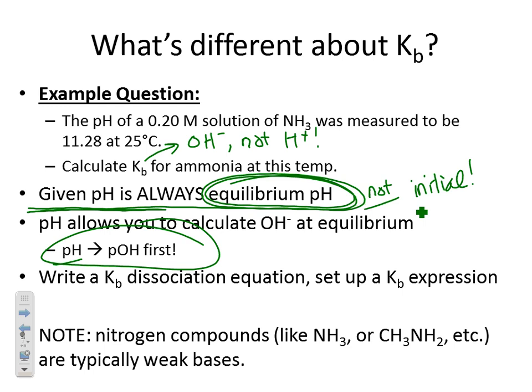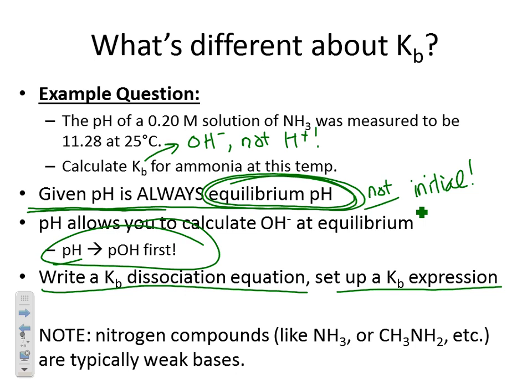So our strategy is going to be the same as before. Write a Kb dissociation equation. That's the reaction that you want to write, like one was not given here in this problem. You'd want to write NH3 plus H2O goes to OH minus plus NH4 plus. Set up a Kb expression. Fill in the ICE chart for the base dissociation reaction that you wrote, and go to the Kb expression and plug in.